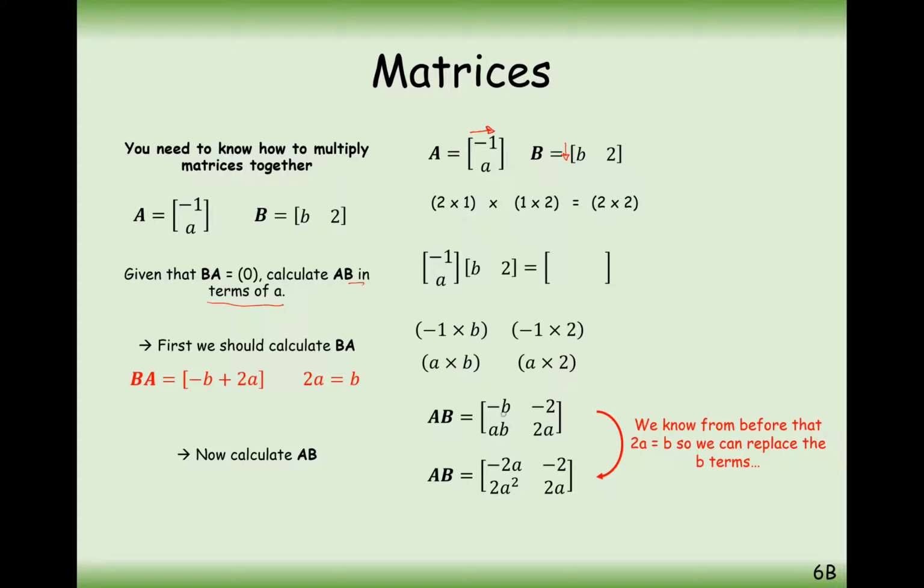So replace B with 2A, because that's what it equals, and we get minus 2A, minus 2 stays the same. We're going to get 2A squared from the B turning into a 2A, and the last cell we're going to just keep it as 2A. So that's our answer to this question here, where we've calculated the value of AB.